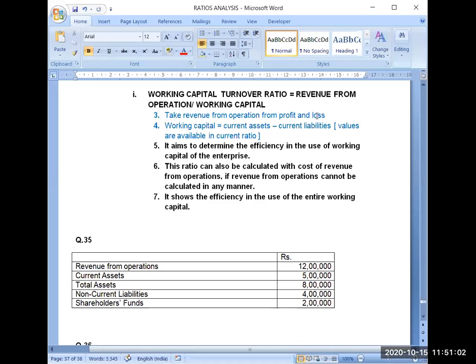It shows the efficiency in the use of the entire working capital. So if you want to observe how the entire working capital is used, how efficiently it is used in the business, then you can calculate working capital turnover ratio.